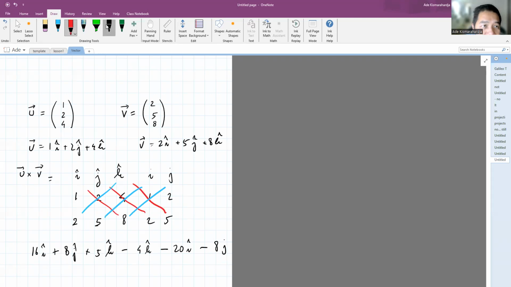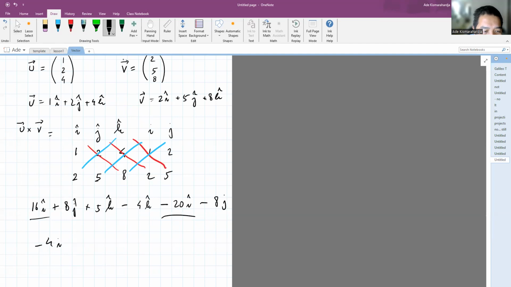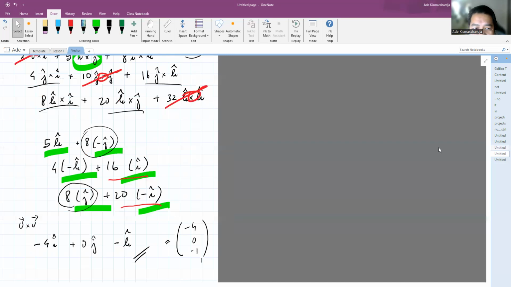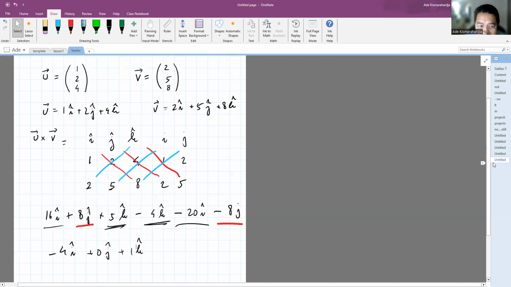Now you see what we get is 16i minus 20i, so that's minus 4i. And then 8j minus 8j, that's 0 again. And lastly, 5k minus 4k, that's 1. So essentially we got the same thing. Remember what we got before? Minus 4, 0, 1. So that's the same vector like what we got before.